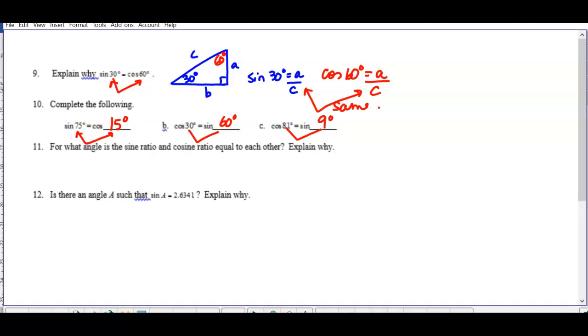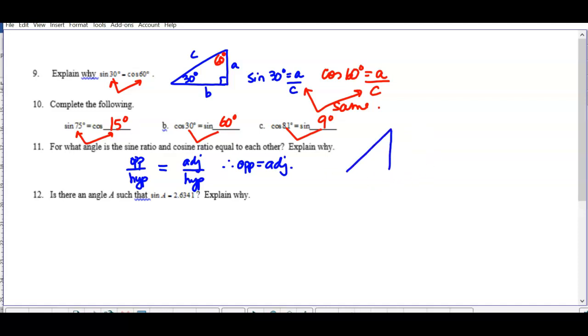For what angle is the sine ratio and cos ratio equal to each other? Explain why. Okay, well, if we look back at this, we'll draw a new triangle here. We talked a little bit about this in the question above. Okay, so sine ratio and cos ratio equal to each other. That means that opposite, remember this is opposite over hypotenuse and this is adjacent over hypotenuse. In order for these to be equal, if the hypotenuse has to be the same, so therefore the opposite has to equal the adjacent. Okay? So, think about that. That's got to be an isosceles triangle.